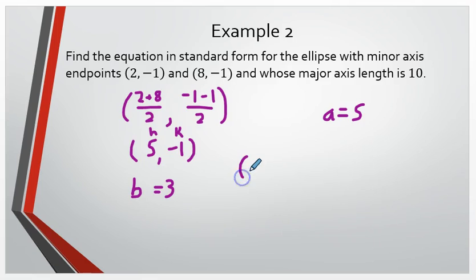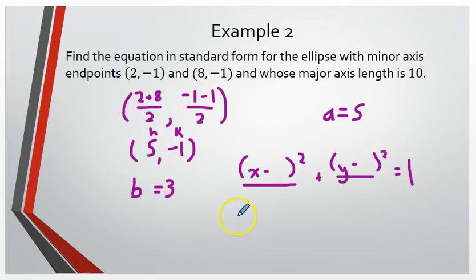So I'm going to start off with my basic outline of x minus something squared plus y minus something squared, and it's always equal to 1. So all I have to do here is start plugging in the h, k, a, and b numbers. Well, h always goes next to x, so x minus 5. K always goes next to y. If you subtract the -1, that becomes a +1.